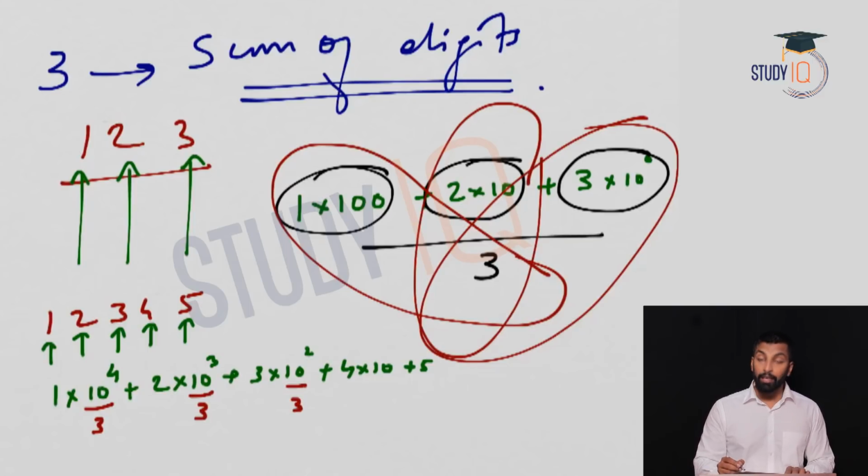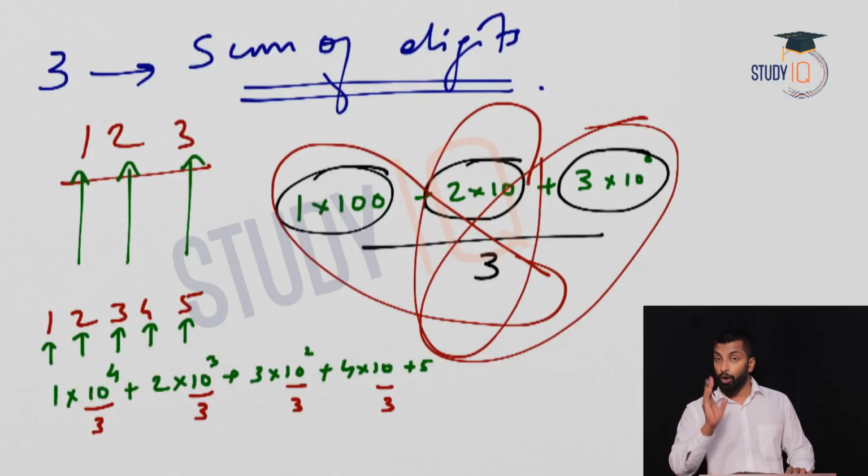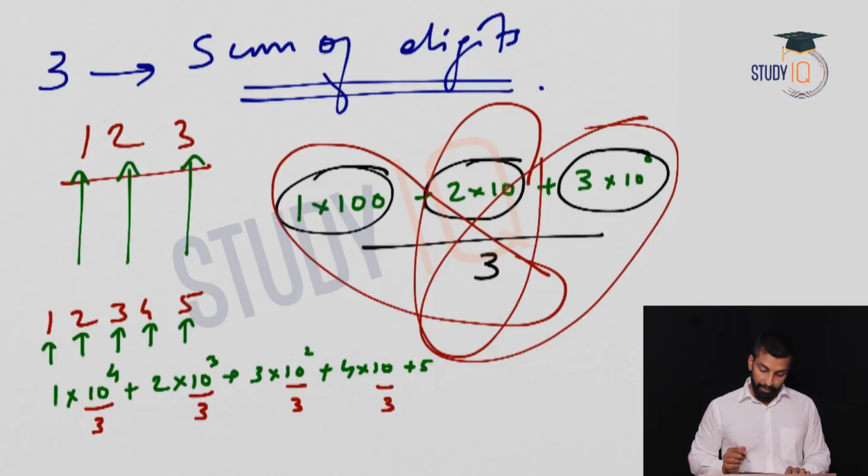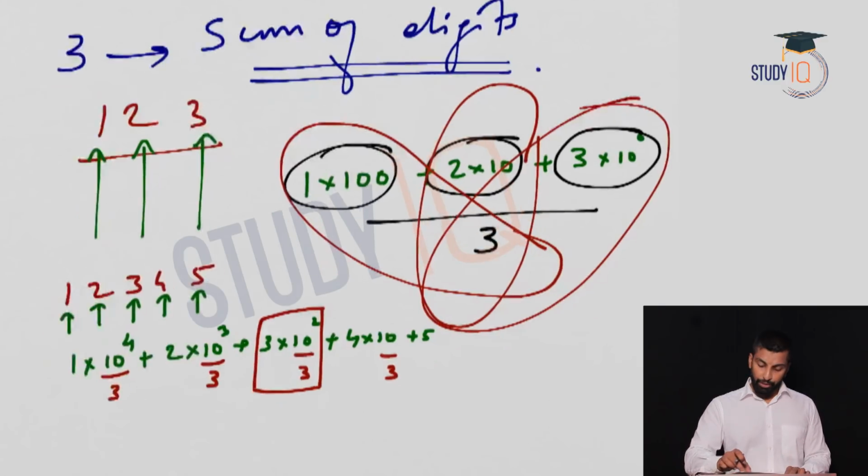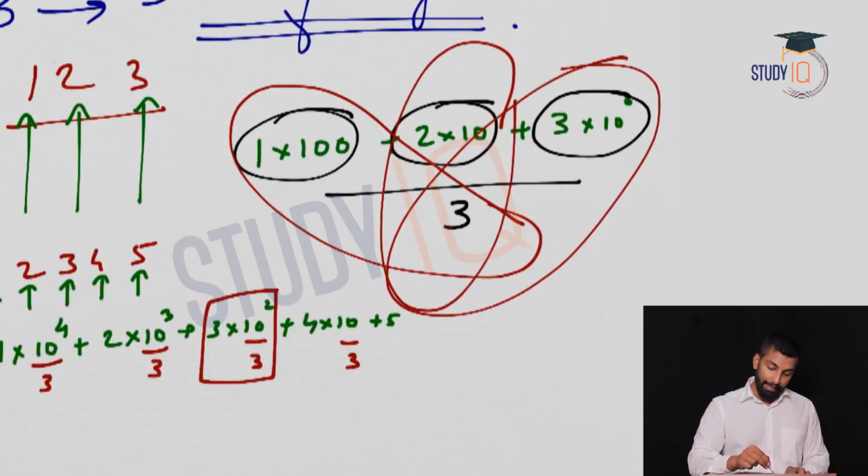10 square with 3, you get remainder 1. 10 with 3, you get remainder 1. So in all those cases, you get remainder 1. Now, let's take this part alone, 3 into 10 square. So can you tell me what will be the remainder in that case?